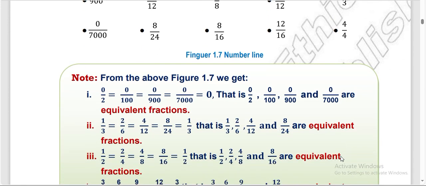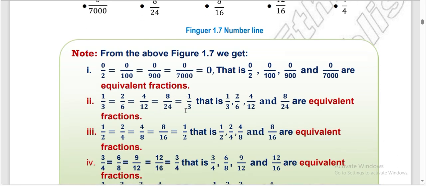From the above figure 1.7, we get this: 0/2 equal to 0/100, 0/900, 0/7000. They are all equal to 0 completely. We write them in different terms, but the result is equal to 0. Those fractions are known as equivalent fractions. The equivalent fractions are written in different forms.